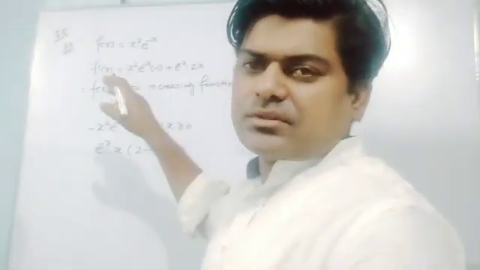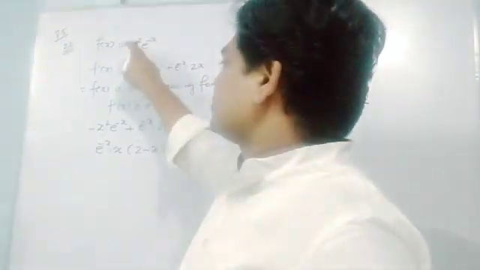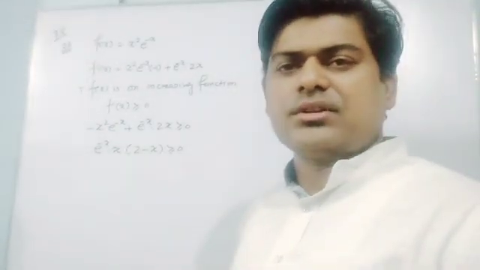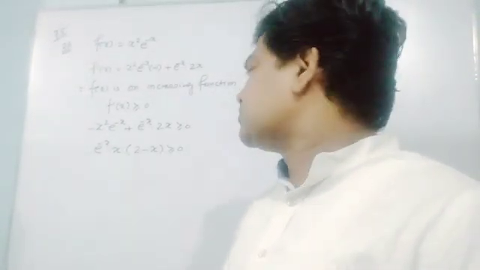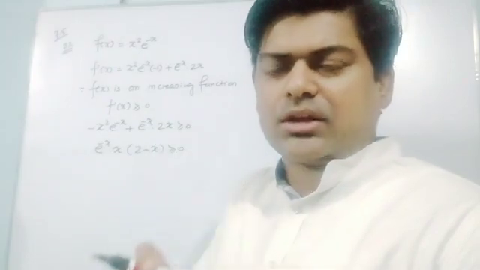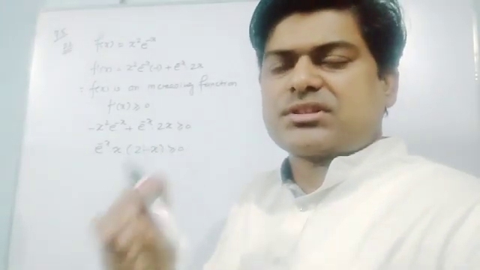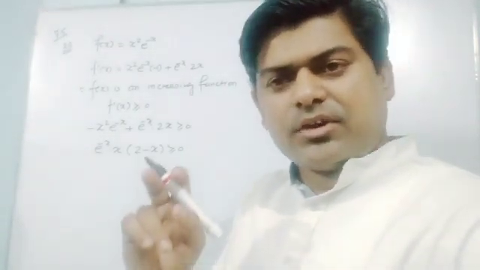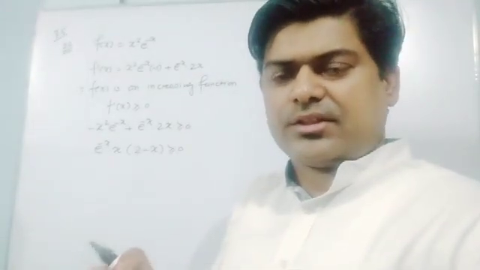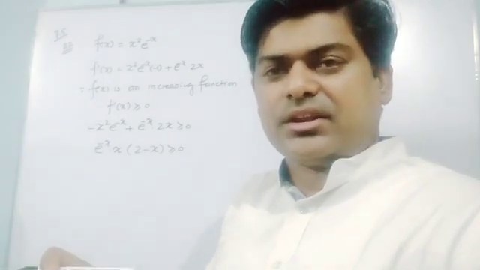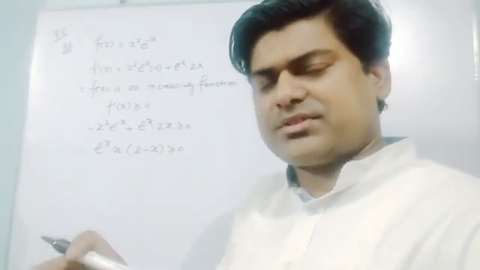Listen to me again about what I have done. I have just differentiated the given function by using the product rule: first into derivative of second plus second into derivative of first. Then, as given in your question, f(x) is an increasing function, so f dash x is greater than or equal to 0. One thing I want to clarify: when I discussed the basic concept of increasing and decreasing, I told you we can take greater than 0 once and greater than or equal to 0 once. Only greater than 0 is taken when it is given as strictly increasing, and greater than or equal to comes when simple increasing is given.